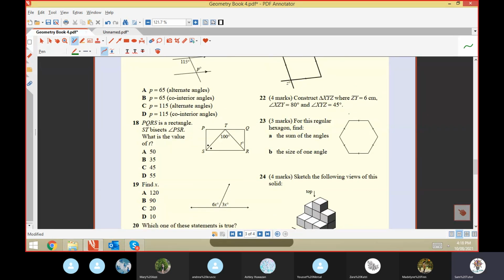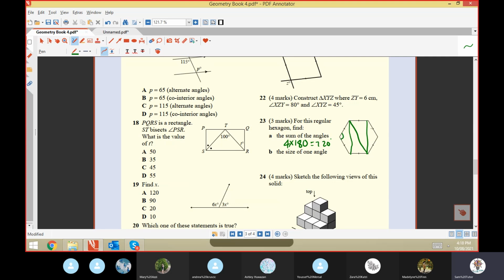Okay, this one here. For this regular hexagon, find the sum of the angles and find the size of one angle. The sum of the angles, if we remember, this was probably about 2 or 3 weeks back. This is 4 triangles, so 1, 2, 3, 4. If it's 4 triangles, the sum of the angles must be 4 times 180, which is 720 degrees.